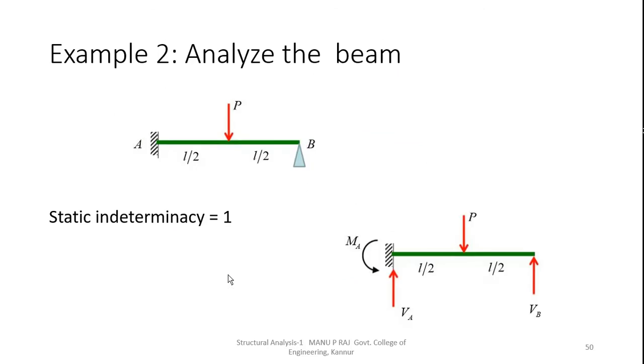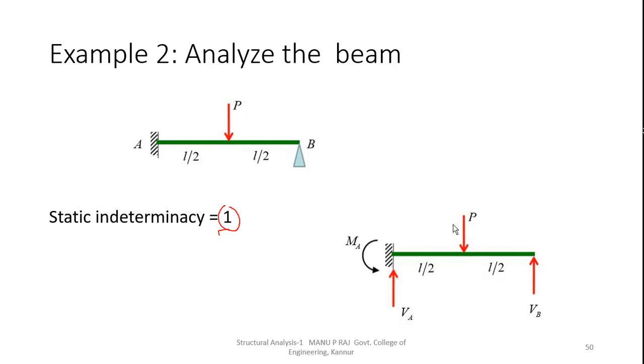Now second example, analyze the beam. Support A is fixed and support B is hinged. Static indeterminacy equal to 1. Now the reactions are: a moment at A, a vertical reaction at A, and a vertical reaction at B. We are neglecting horizontal reactions here because there is no horizontal load. 3 forces are there, only 2 equilibrium equations, so 3 minus 2, we get 1 as the static indeterminacy.